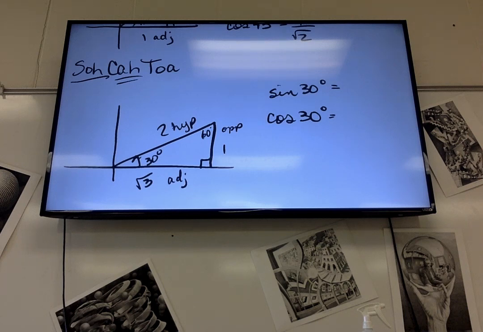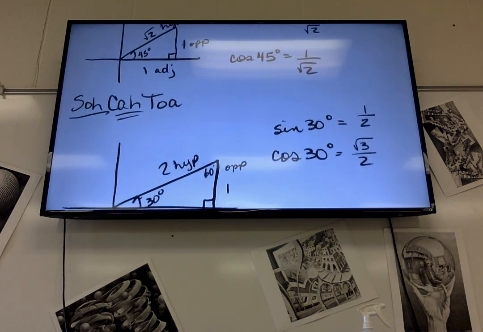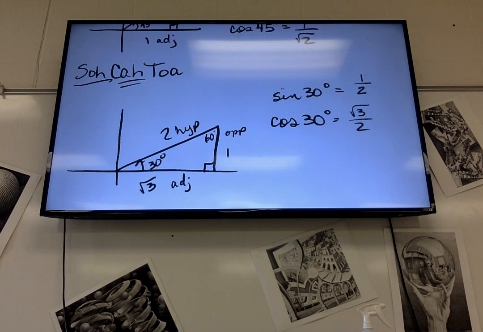1 over 2. Good. Mario, what's cosine of 30? There you go. So now we have all that, and we can use that stuff. And you can make a little cheat sheet for you to use in class and for your homework and stuff with these triangles and this stuff figured out, so you don't have to keep writing it down.